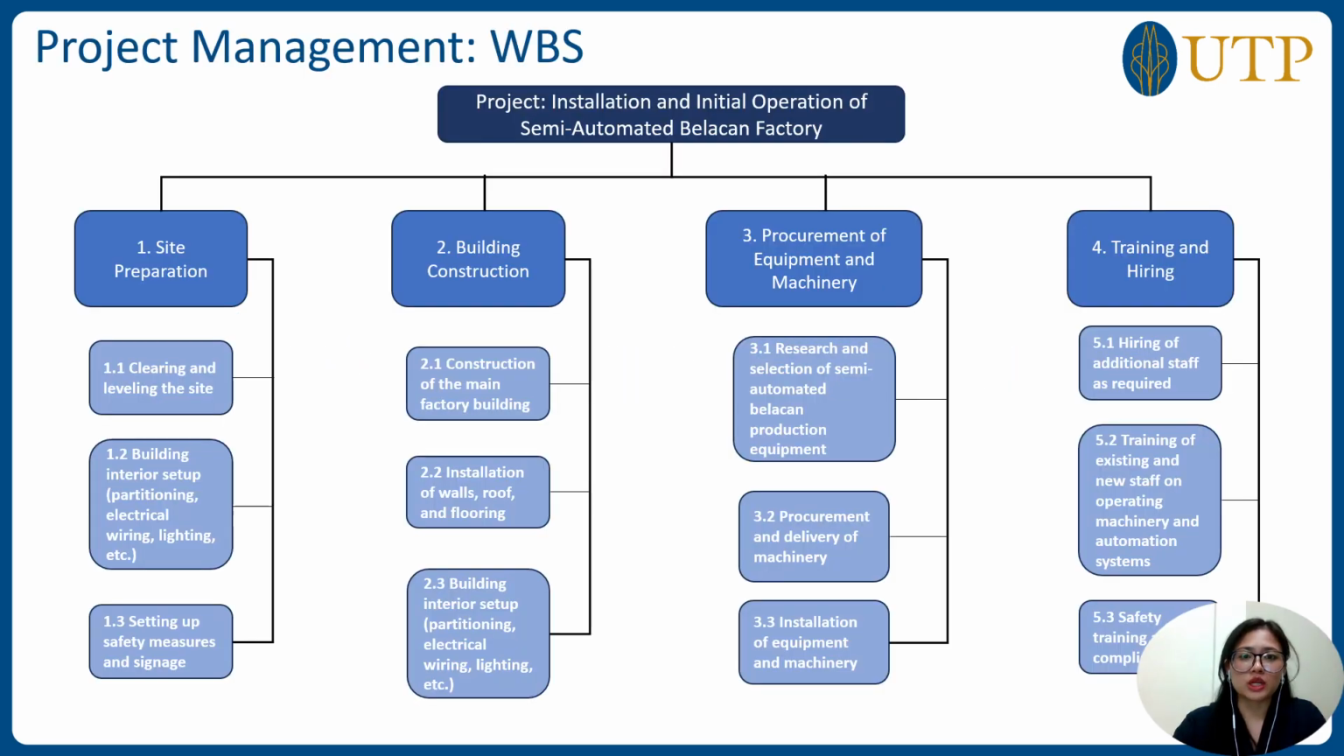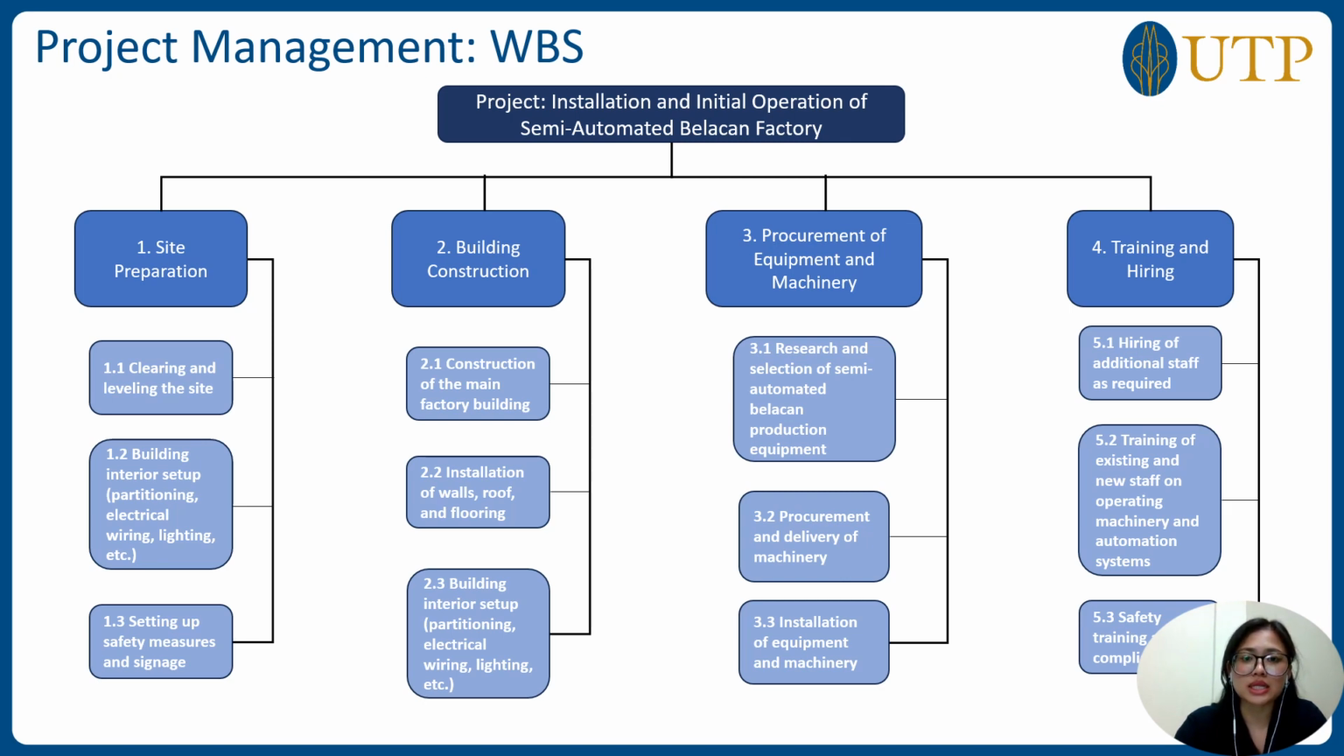Moving on to project management part. For the installation and building of this factory, we have created a 3-level work breakdown structure, WBS, to visualize the process required to put up this factory. It starts with site preparation that consists of clearing and leveling the site, building interior setup, which is partitioning, electrical wiring and lighting, and also setting up safety measures and signage. Then it continues with building construction that consists of construction of the main factory building, installation of walls, roof, and flooring, and building interior setup, which consists of partitioning, electrical wiring, and also lighting.